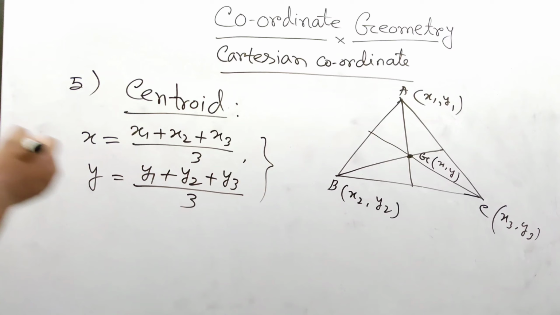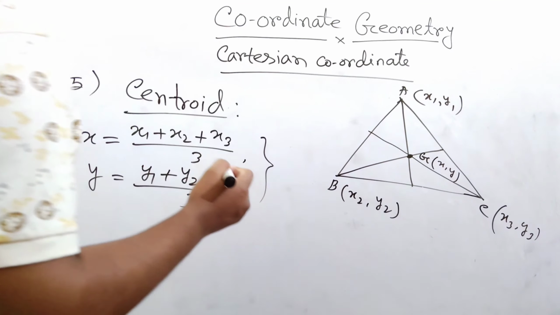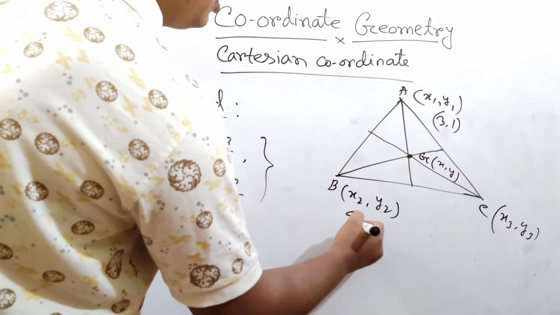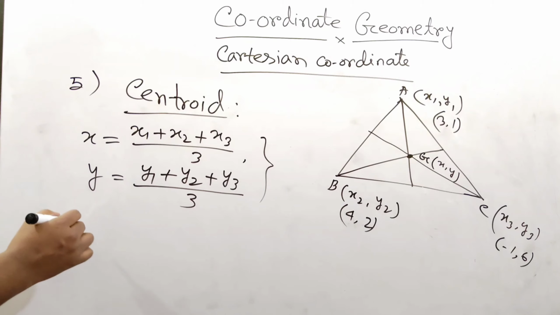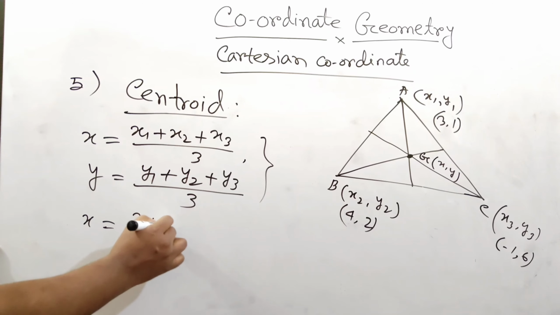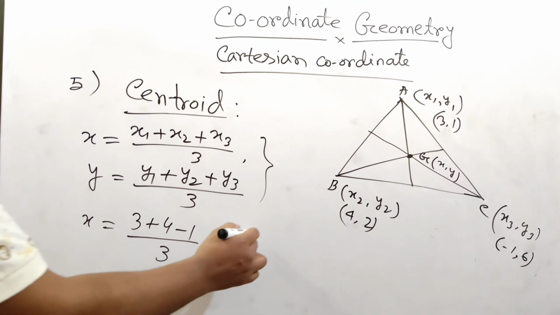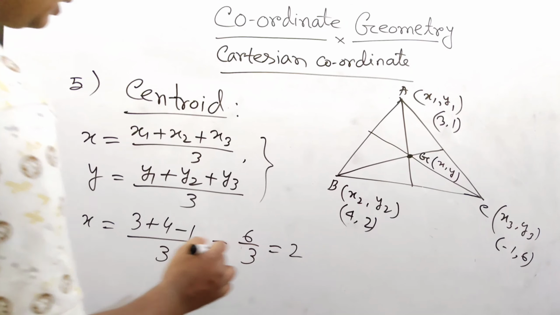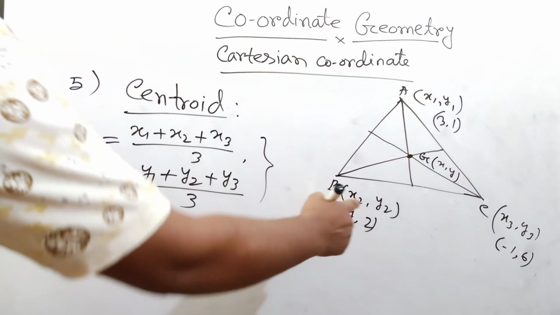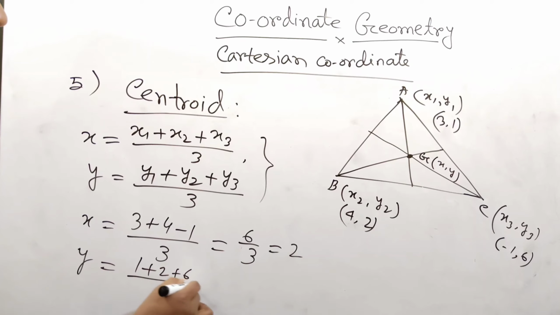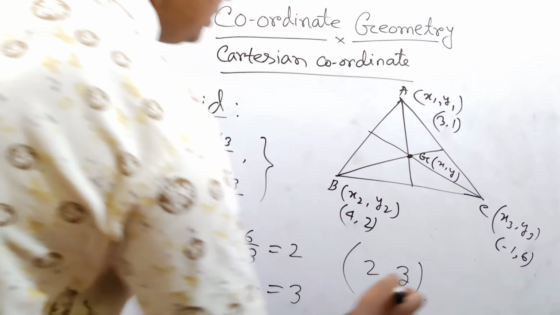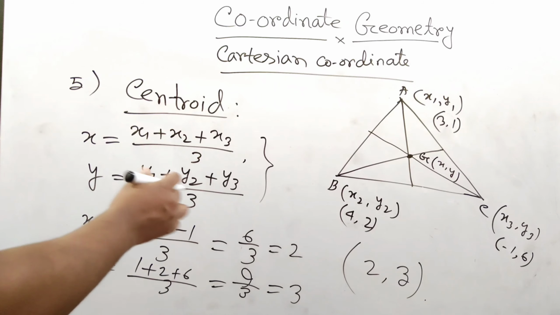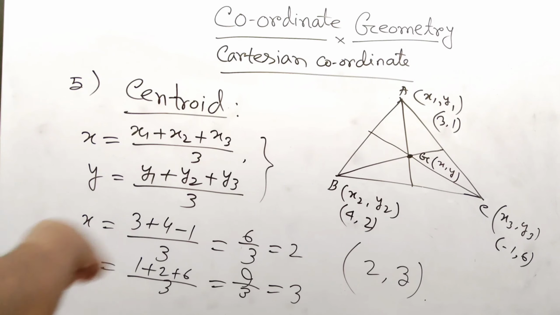So this is the coordinate of the centroid. If the points are given, suppose let's say, an example (3, 1), (4, 2) and (negative 1, 6), then what will be the centroid of this triangle? That means if you draw a triangle by using these three vertices, then what will be the centroid? You just use this formula: x equals 3 plus 4 minus 1 over 3, that is 6 over 3, that is 2, and y equals 1 plus 2 plus 6 over 3, that is 9 over 3, that is 3. So that means the centroid is (2, 3). This is so simple. You just memorize these two formulas for x and y, then you can easily find the centroid of any triangle.